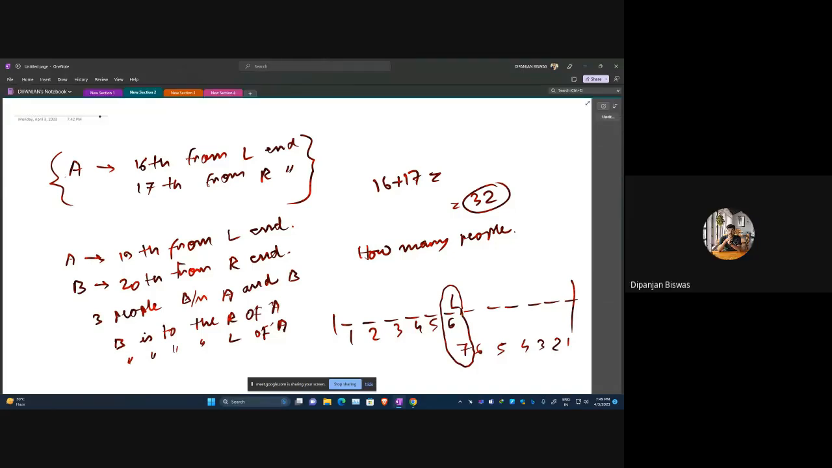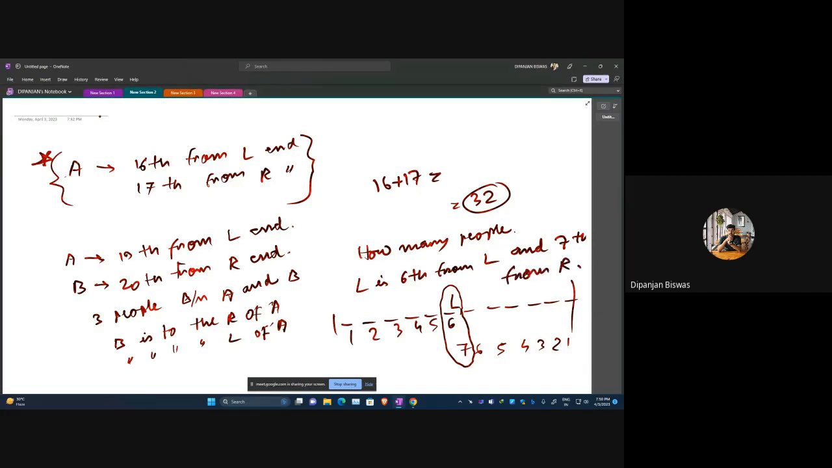Okay, so this was our question. It was said that L is 16th from the left end and 17th from the right end. You were asked how many people are sitting in the row. So for example, we have taken here L is 6th from left and 7th from right.